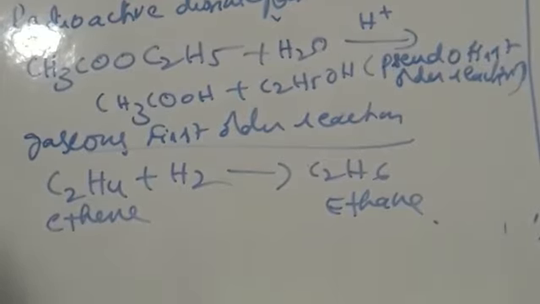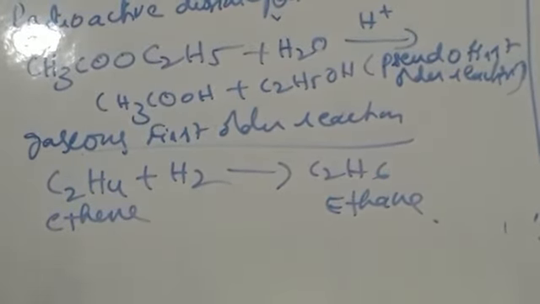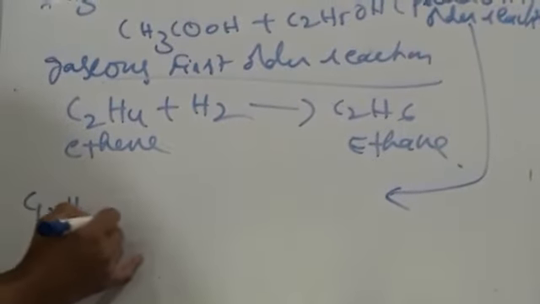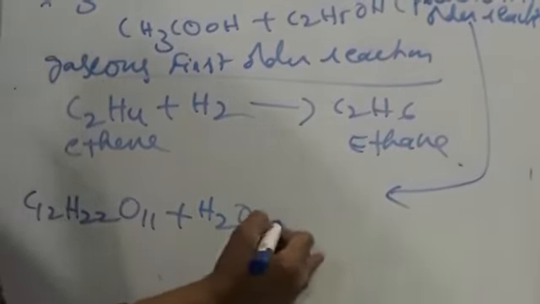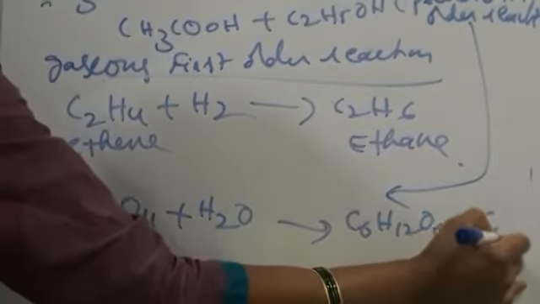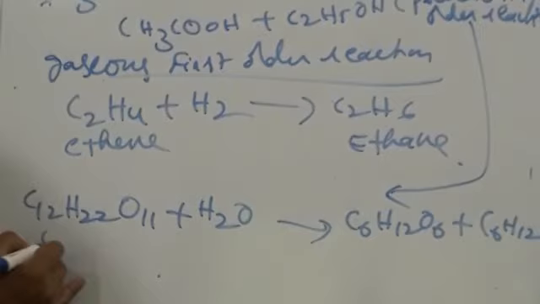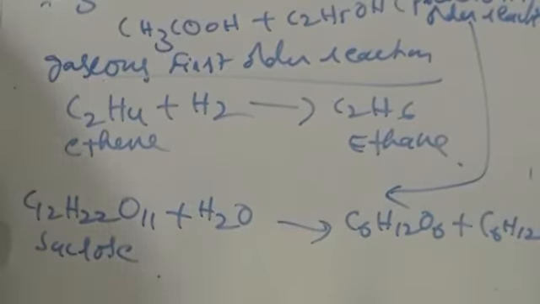And one more pseudo first order reaction is inversion of sugar. Sucrose undergoes hydrolysis. Here it forms 1 mole of glucose and 1 mole of fructose. So, this is sucrose on hydrolysis.